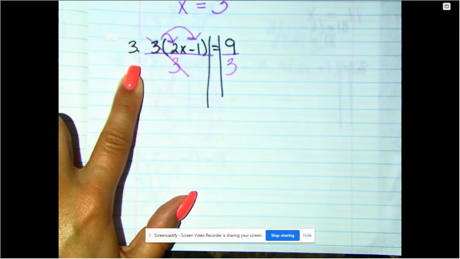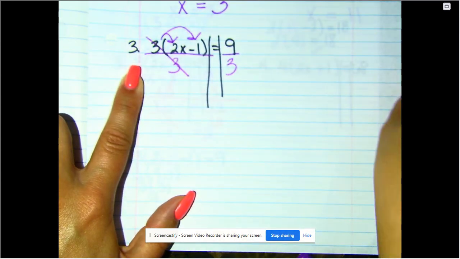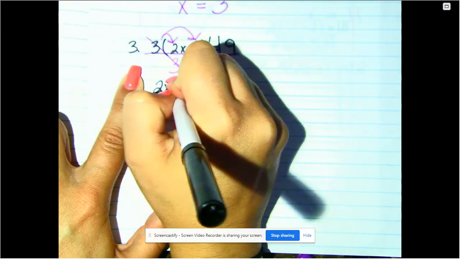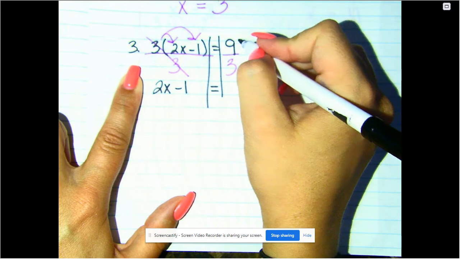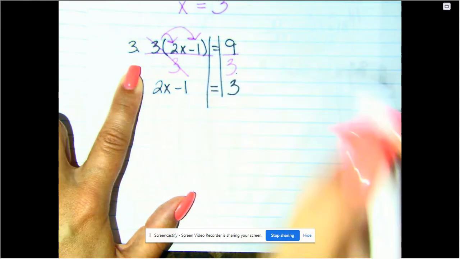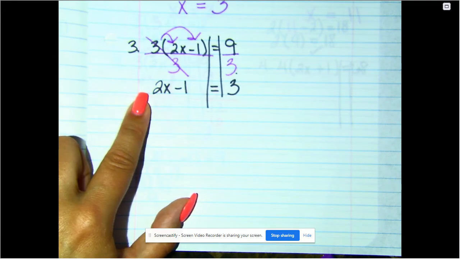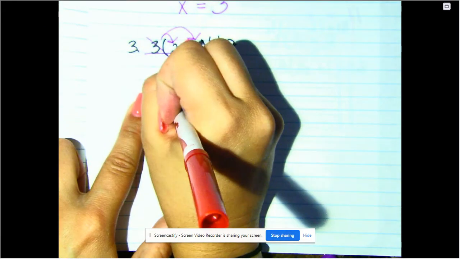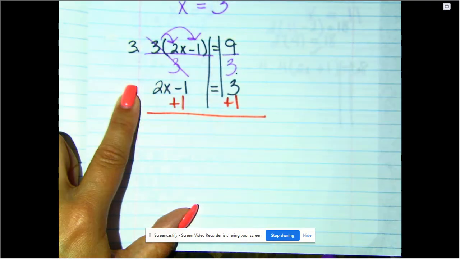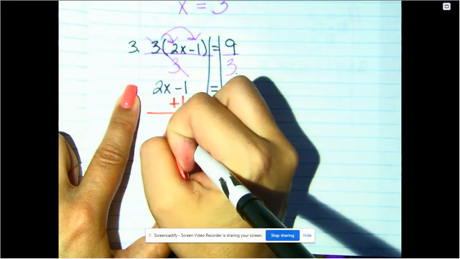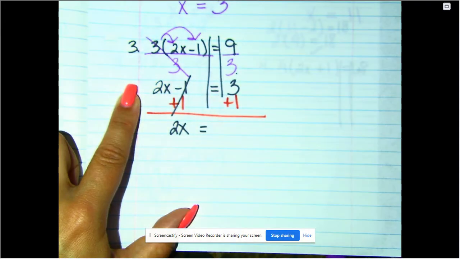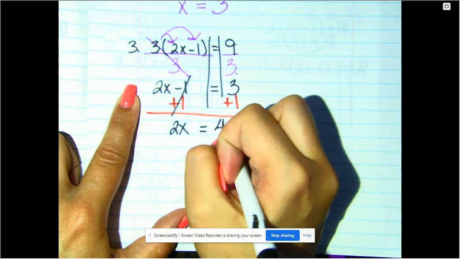3 divided by 3 is 1 whole. So now I am only left with 2x minus 1. And 9 divided by 3 is 3. Now I'm here at a two-step problem, and the opposite of subtracting 1 is adding 1. So now I am left with just a 2x on this side because that created a zero pair. And 3 plus 1 is 4.